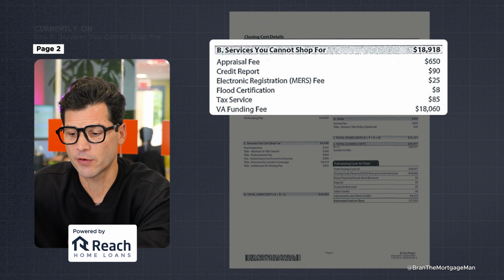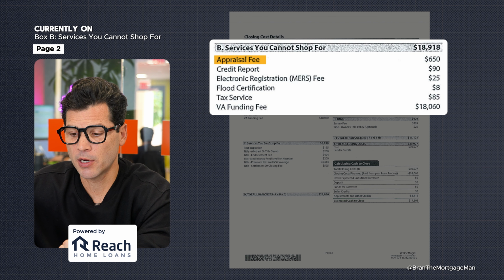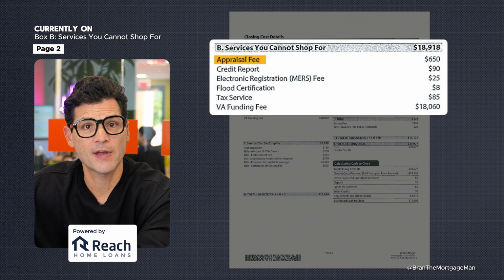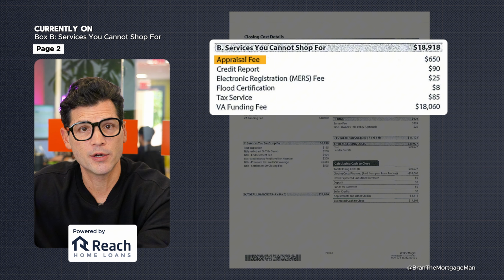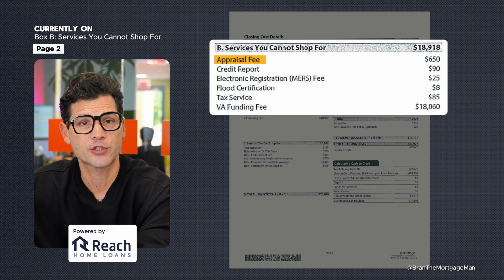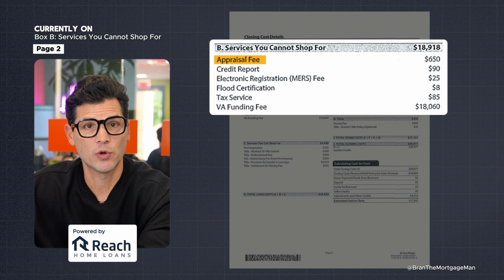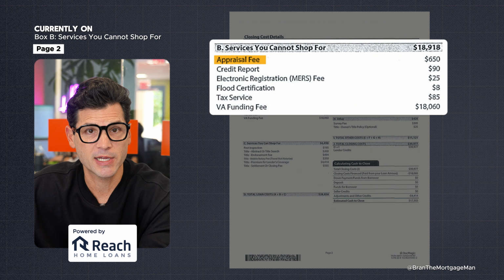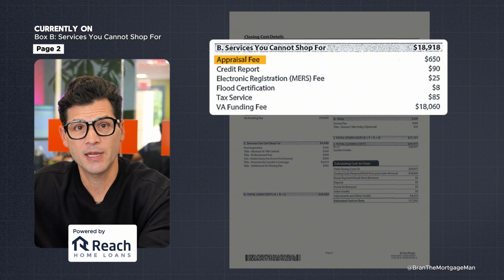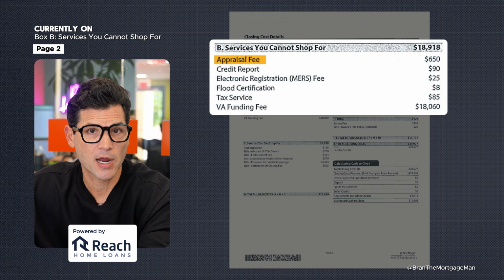Now, box B, services you cannot shop for. Right, we talked about an appraisal fee. Appraisal is to determine the value of the property, right? A lender is going to want to know that what you're paying for a property is what it's actually worth. So they order an appraisal, and an appraiser will determine what the value of the property is based on the market. You want that number to be equal to or greater than whatever your contract price is.